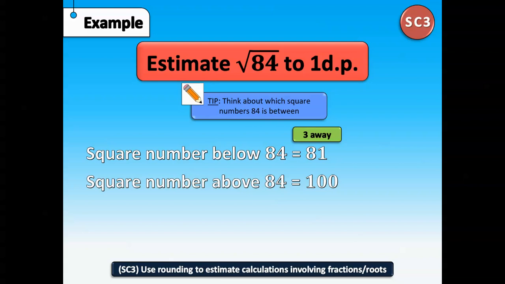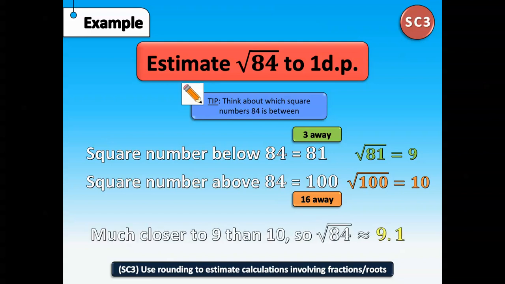Now 81 is 3 away from 84, and 100 is 16 away from 84. The square root of 81 is 9, and the square root of 100 is 10. So our answer is going to be in between 9 and 10. Now because 84 is 3 away from 81, and 84 is 16 away from 100, our answer needs to be closer to 9 than it is to 10. So the square root of 84 is approximately 9.1.